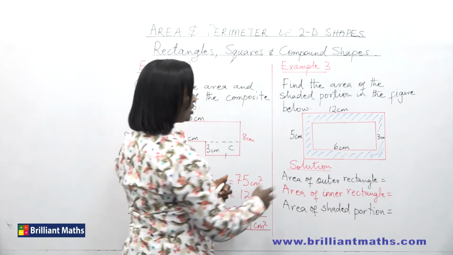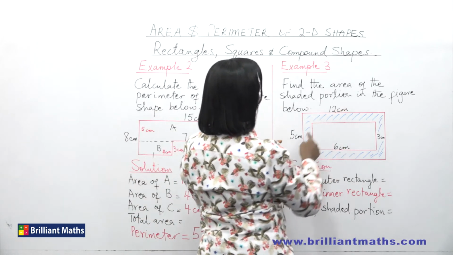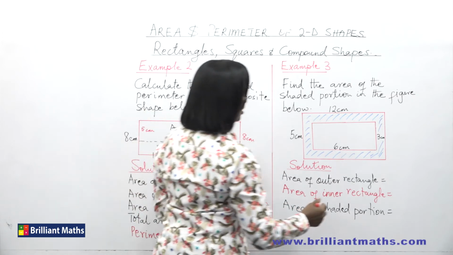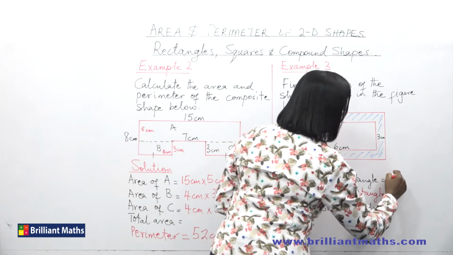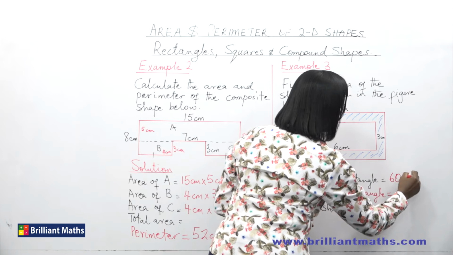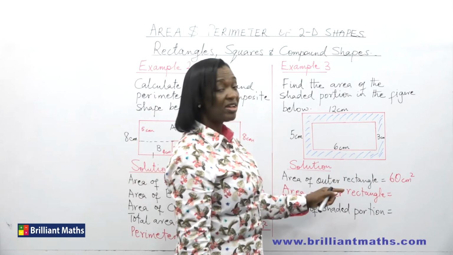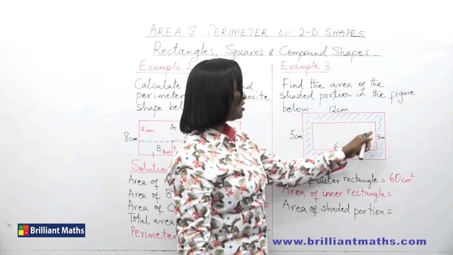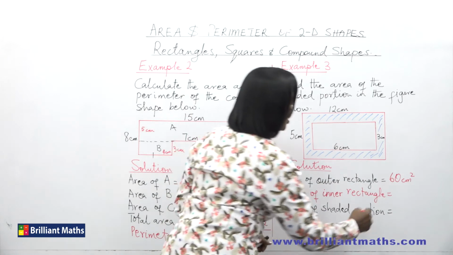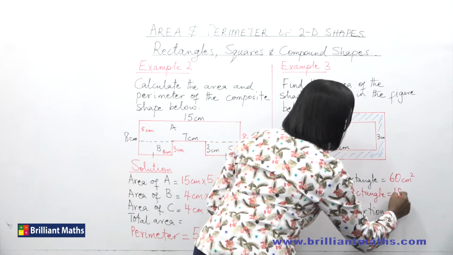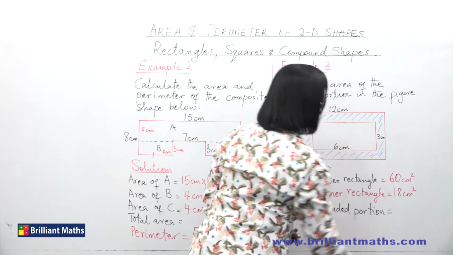So the area of the outer rectangle is 12 times 5. That is 60 centimeters squared. Then the area of the inner rectangle is 6 times 3. And that is 18 centimeters squared.